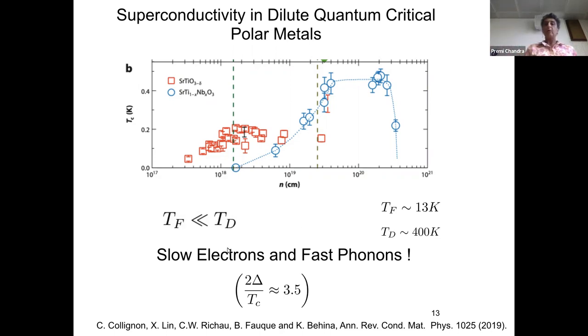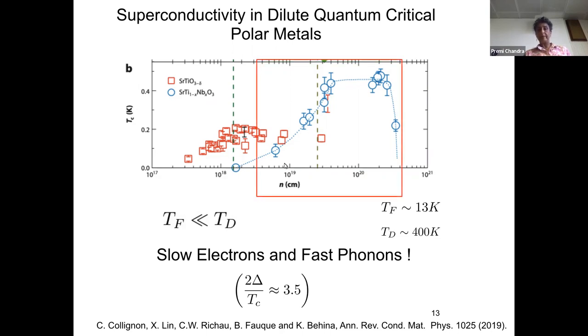All right. So what we have is slow electrons and fast phonons. We have an inversion of energy scales: TF is much less than TD. But what's interesting, and remember this is a system where phonons are definitely involved, is that 2Δ over Tc is about 3.5. It's the BCS value. So it's a bit of a tantalizer. On the one hand, TF is much, much less than TD, so for standard BCS we have an inversion of time scales.